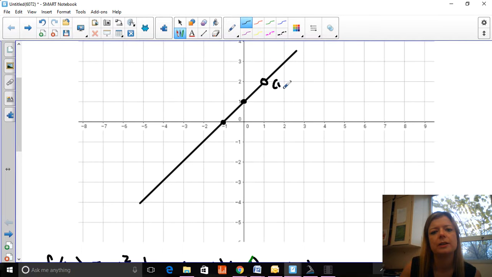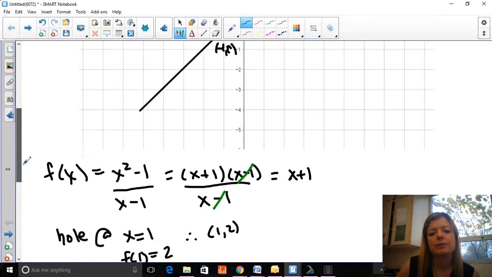And you can label these points. So this hole is at (1, 2). The y-intercept is (0, 1), and the x-intercept is (-1, 0), and this is your function f of x. Okay, so just a reminder, for any questions where there's a common factor and you can cross it off, that just means that there's a hole created. So the graph will be whatever results after what you cross off is gone. So you just deal with graphing that, and whatever you crossed off will create a hole.